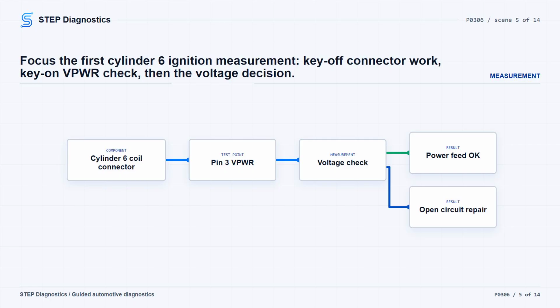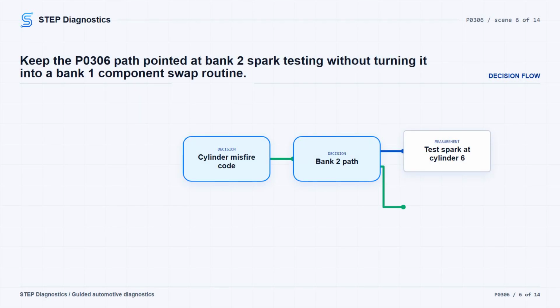If VPWR is good and P0306 is still the cylinder-specific misfire path, continue toward the cylinder spark test. The bank check matters here. On 6-cylinder engines, cylinder 6 is on bank 2. The cross-bank component swap step is used when the routine is comparing a bank 1 cylinder against the opposite bank. For this cylinder 6 path, the bank decision sends you on to spark testing.